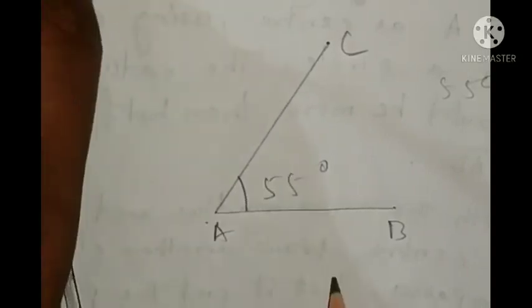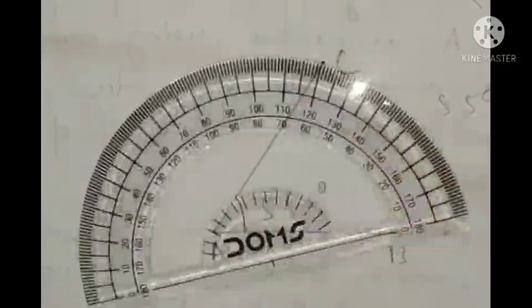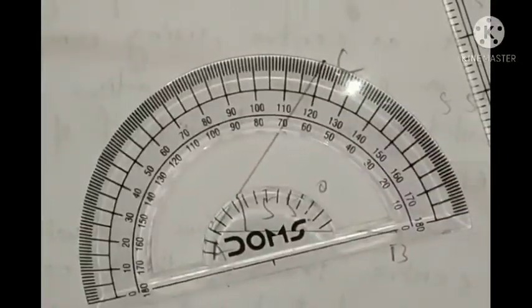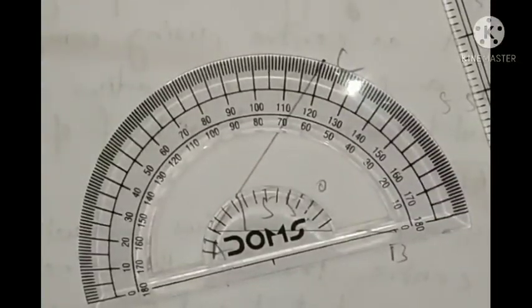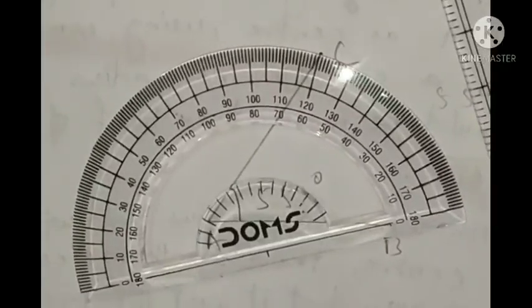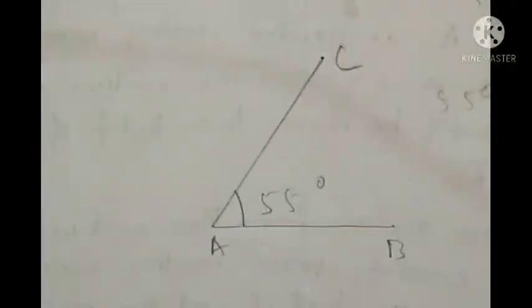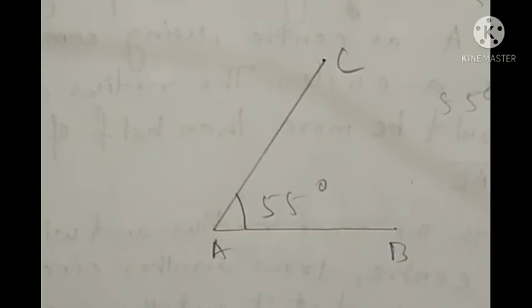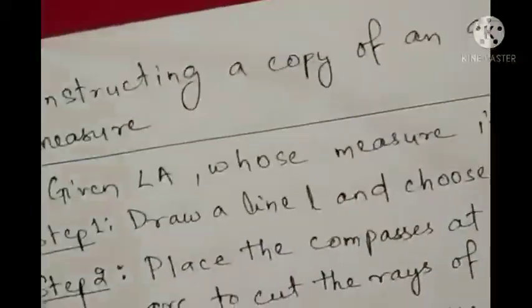Like this, whatever angle I want, I can easily make with a protractor and ruler. This is very easy. Next is constructing a copy of an angle of unknown measure.